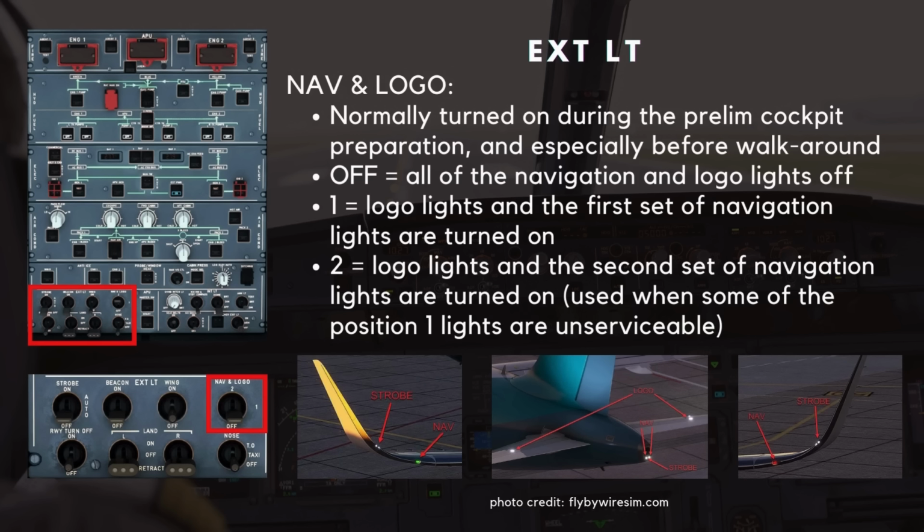In position 1, the logo lights and the first set of navigation lights are turned on. In position 2, the logo lights and the second set of navigation lights are turned on. Position 2 is normally used when some of the position 1 lights are unserviceable.